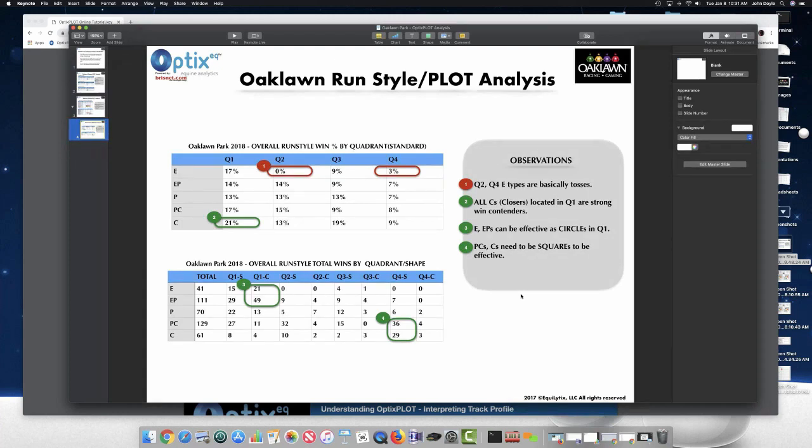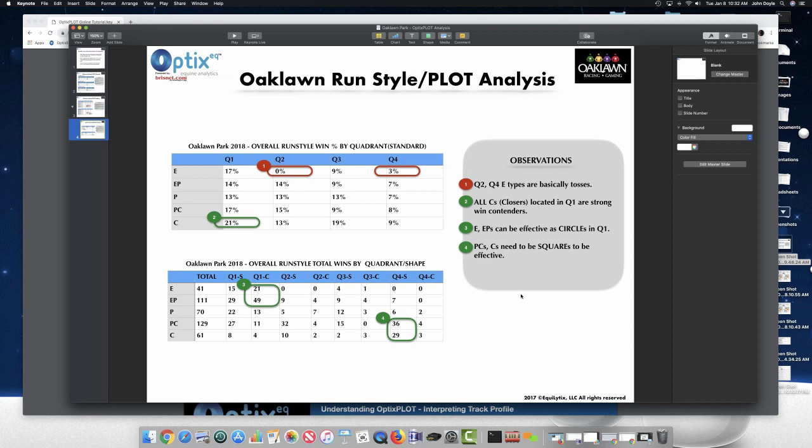So of all the E's that ran, 17% was the win rate for horses who were E's that were in quadrant 1. There was 0. They didn't win any races in quadrant 2. I think they won 1 race in quadrant 4. There weren't many. There were 32 of them, I think. And then I think they won a couple in quadrant 3. So their win rate was 17%. That's kind of confusing. Yeah, that all makes sense.